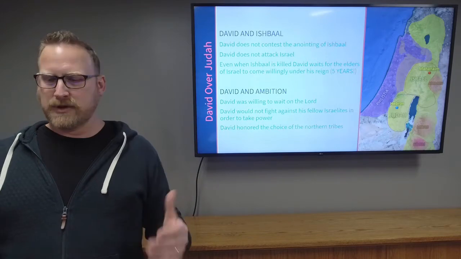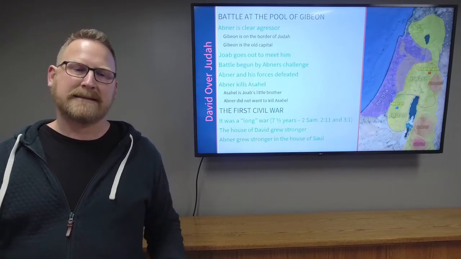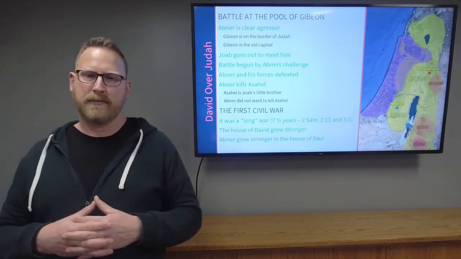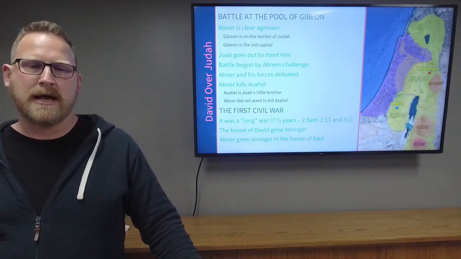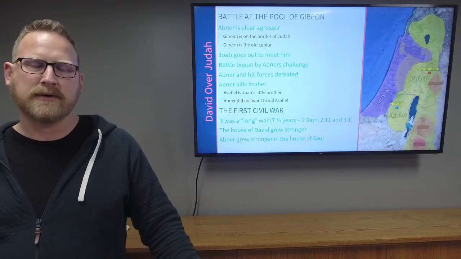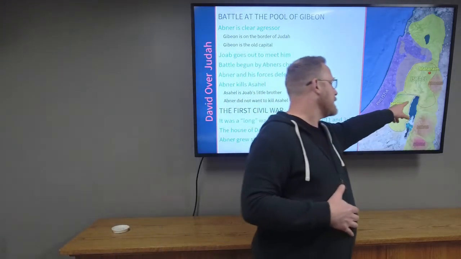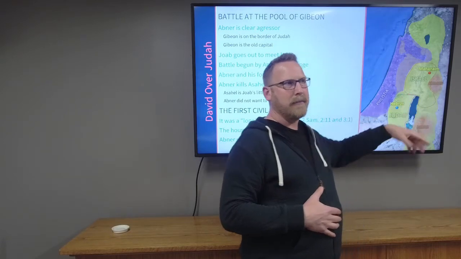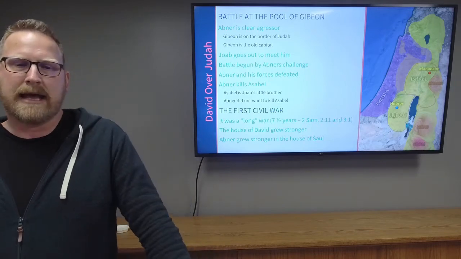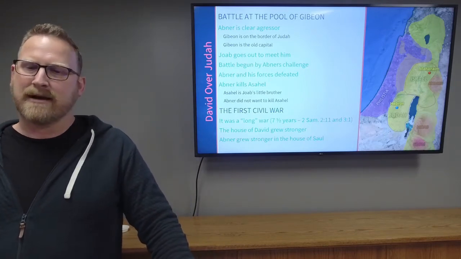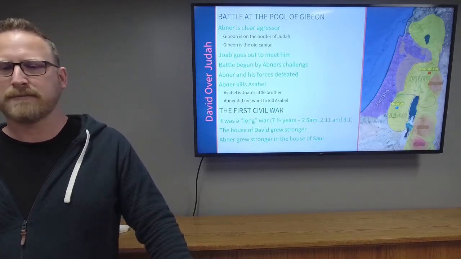Now, when the northern tribes chose to go with Ishbaal, David honored that, didn't contest it. But what ends up happening is at the pool of Gibeon, Abner brings some of the troops from northern Israel and is there, and Joab goes out to meet him. Now, the pool of Gibeon is basically right here. So it's right on the border between northern Israel and southern Judah, basically. And so Abner bringing his forces there would have caused Joab to show up to meet him, and they meet on either side of this pool.